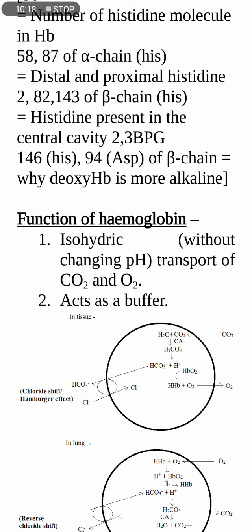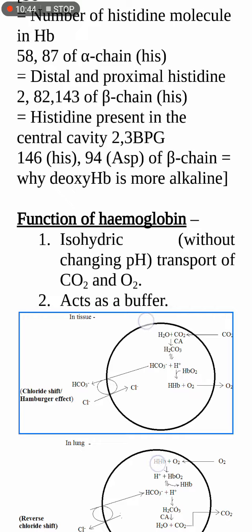Isohydric, what do you mean by that? That is, during this process there is no change in the blood pH, and the next function is that it acts as a buffer. That means it's also linked with the first function. So these are the two functions of hemoglobin.